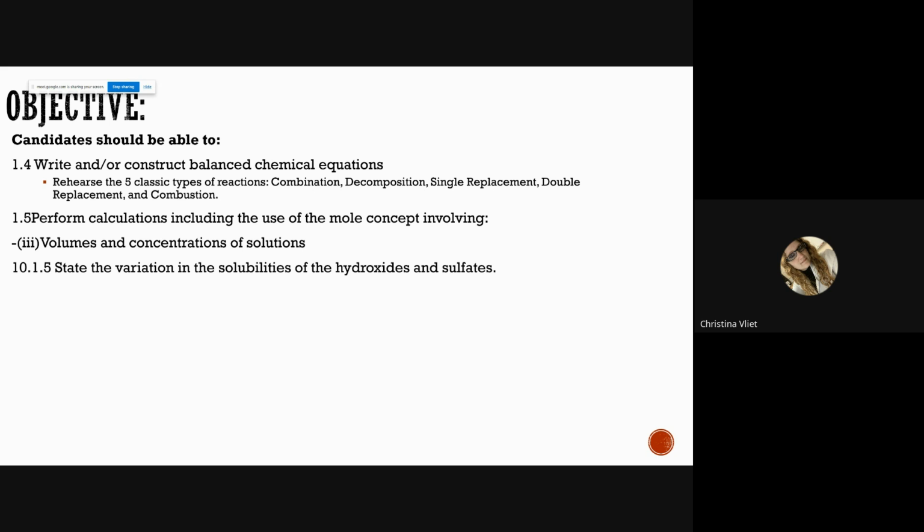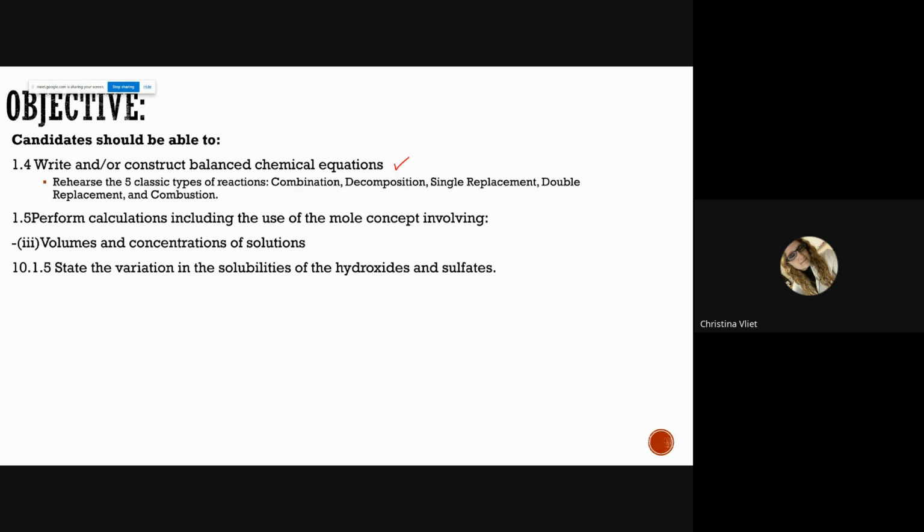So first, write or construct balanced chemical equations. We've actually already done most of this, haven't we? Single replacement, combination, decomposition, double replacement, combustion. You should put a check mark there because we did most of that last class. We still have one more to go over, but I'm saving it for Friday right before the lab because it's going to be the type of lab we do.